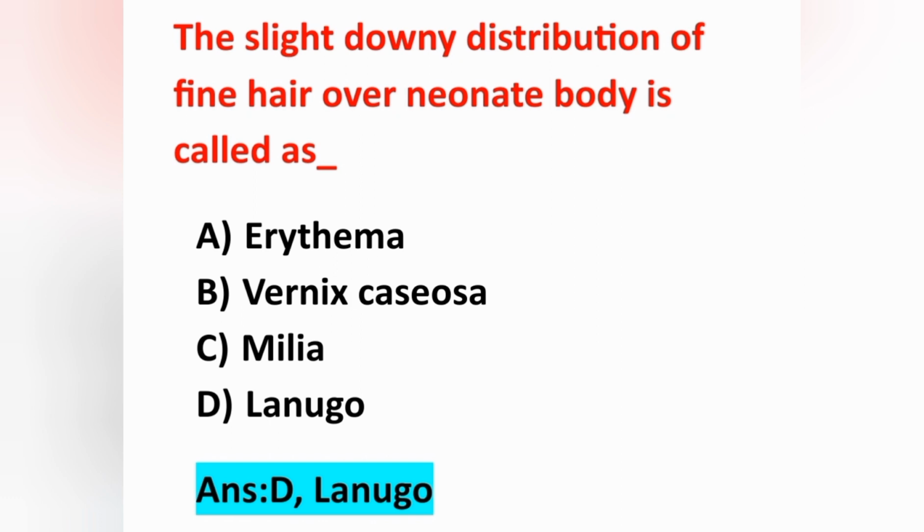Okay, that is lanugo. And milia means it's white patches over the face, behind the nose and all. That is milia. Erythema means it is a redness. And another option is there, vernix caseosa. That is white creamy or cheese-like covering that protects the baby's skin. That is vernix caseosa.